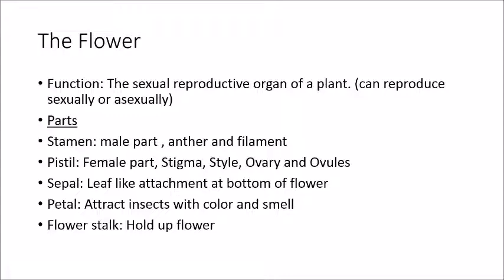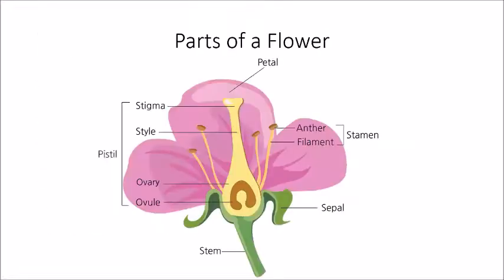Next, you have the pistil. Once again, this is the female part of the flower. This is where you're going to find the stigma, which secretes a sticky substance to trap pollen grains to the top of the pistil. The style, which is the neck of the pistil, and you'll also find the ovaries and the ovules.